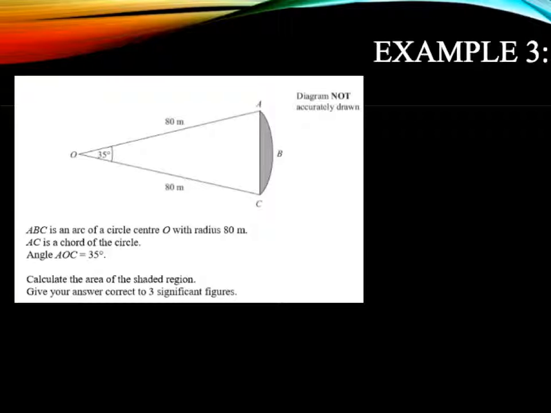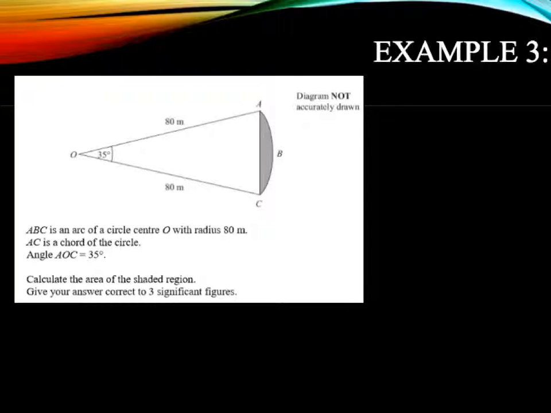ABC is an arc of a circle centre O. So ABC, here's my arc, with radius 80 metres. AC is a chord of the circle. Angle AOC is 35. Calculate the area of the shaded region. Give your answer correct to 3 significant figures.